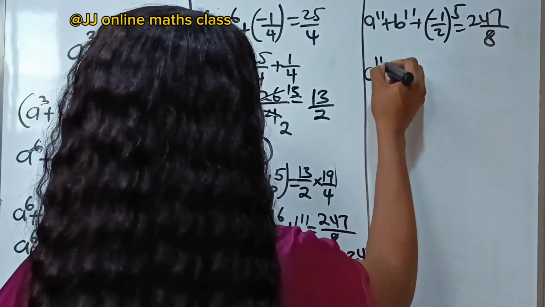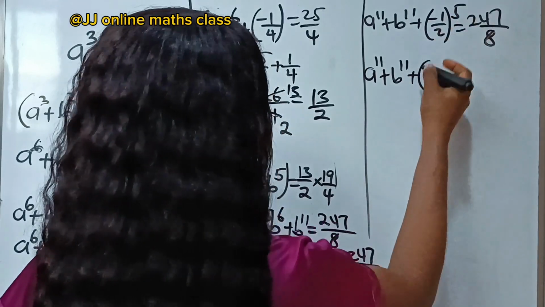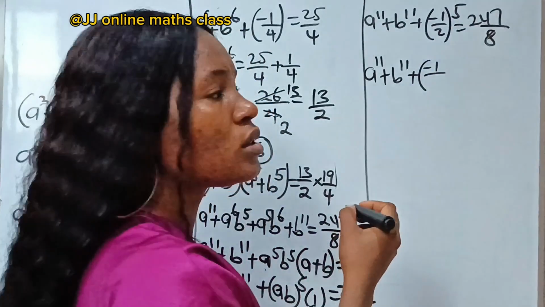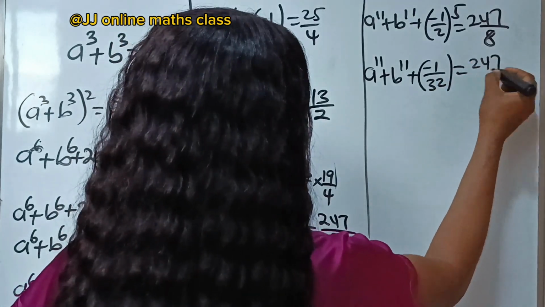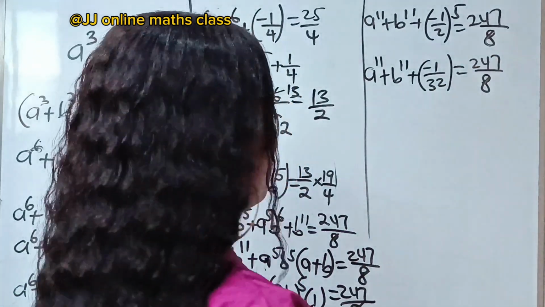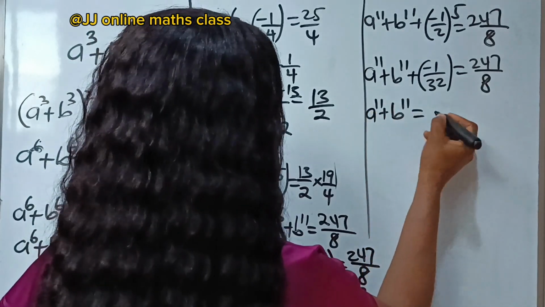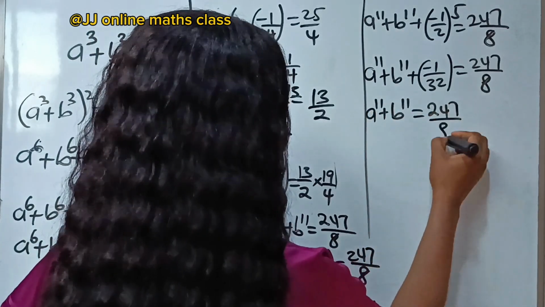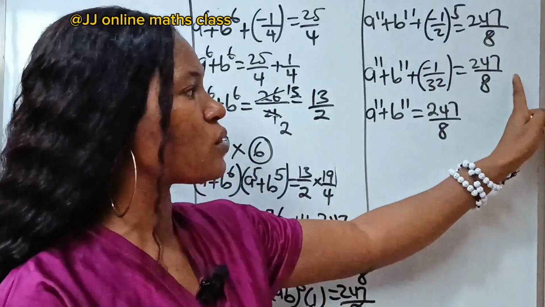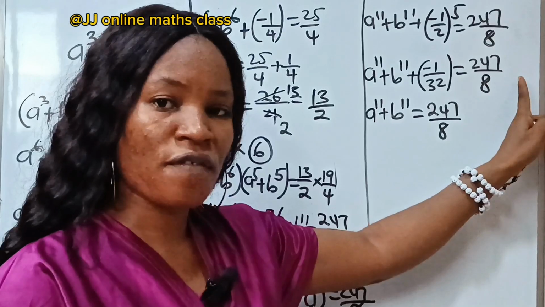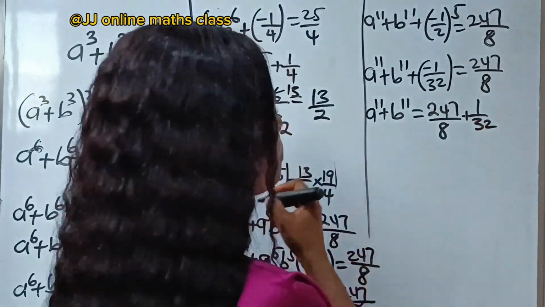All right, a to the power of 11 plus b to the power of 11 plus, now minus 1 to the power of 5 is still minus 1. Now 2 to the power of 5 is 32, is equal to 247 over 8. So a to the power of 11 plus b to the power of 11 is equal to 247 over 8. Now this minus 1 over 32, if it crosses to this side, becomes plus 1 over 32.